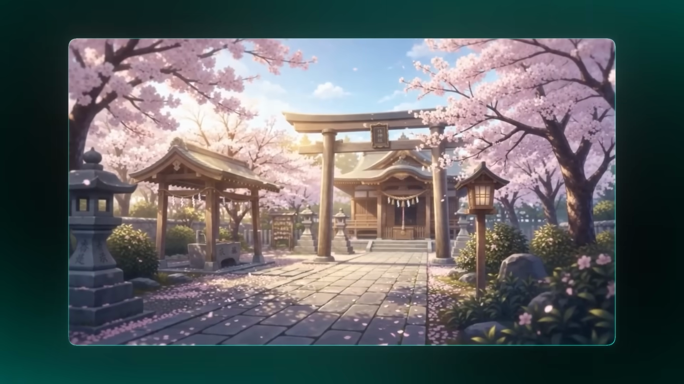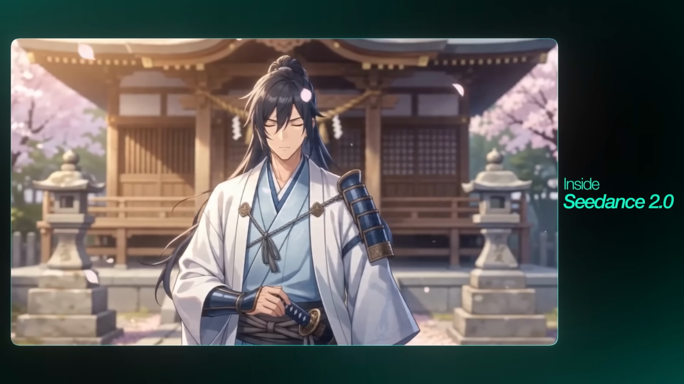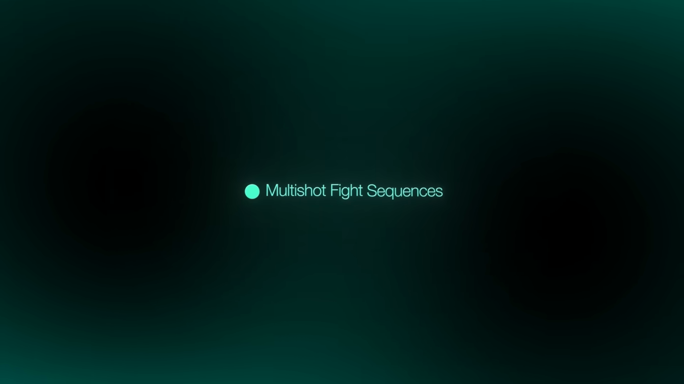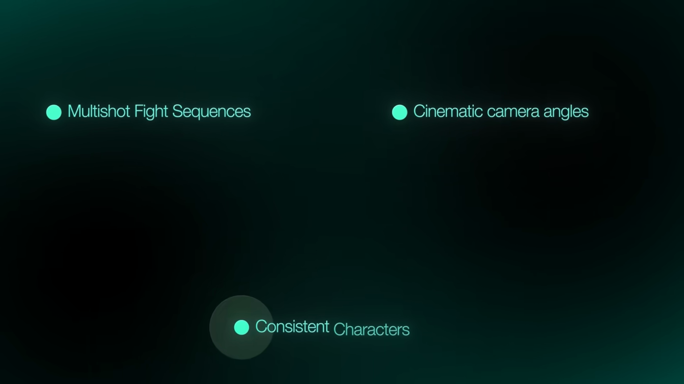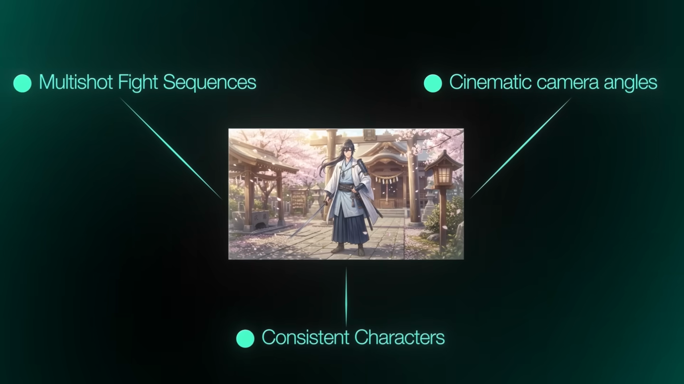You can now create full AI anime inside Seedance 2.0. I'm talking about multi-shot fight sequences, cinematic camera angles, and consistent characters, all from a single reference image. Check this out.